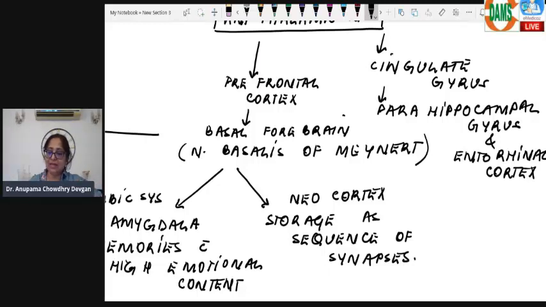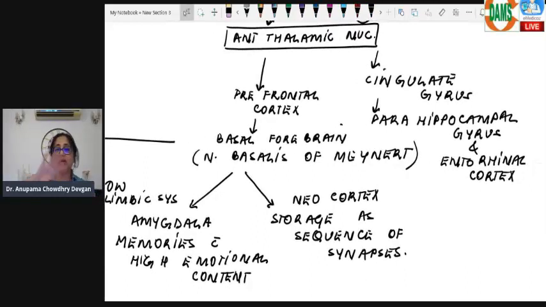From the anterior thalamic nuclei, you can have impulses which go straight via the cingulate gyrus to the parahippocampal gyrus as well as the entorhinal cortex. Or you can also have fibers which go to the prefrontal cortex, the basal forebrain, back to the hippocampus, so that this becomes, like I said, a circuit which is involved in memory, right?